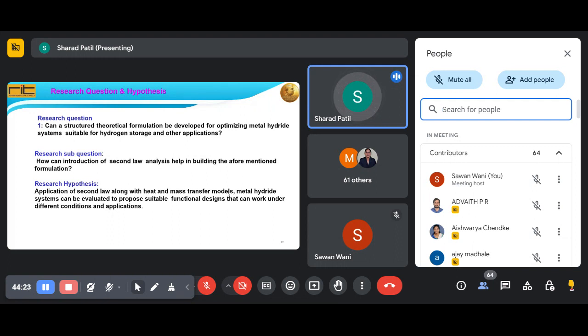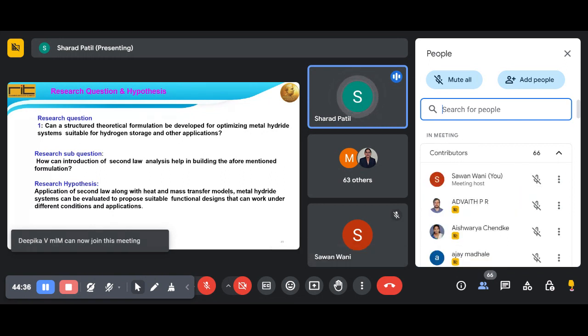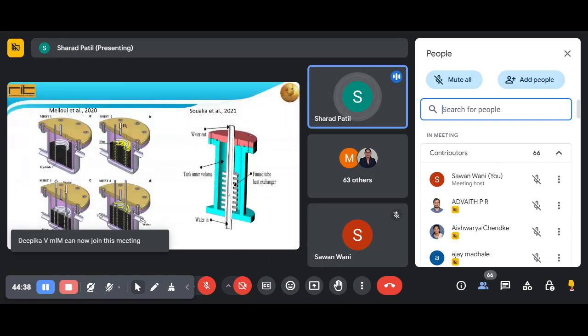Then the sub-question I can have is: how can the introduction of second law analysis help in building the aforementioned formulation? Because through the exhaustive literature I came to know, as I have shown earlier also, that these are some of the sample designs I have just shown.